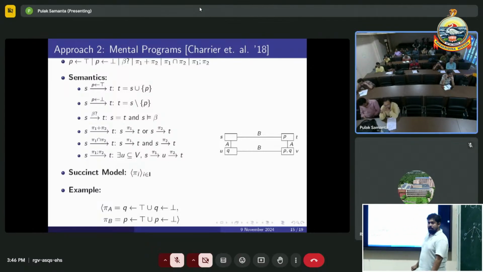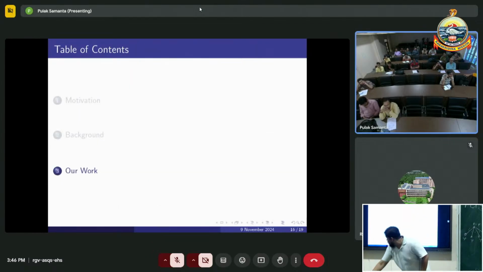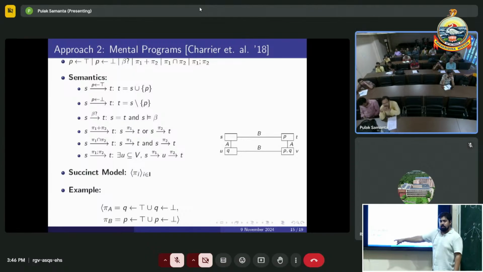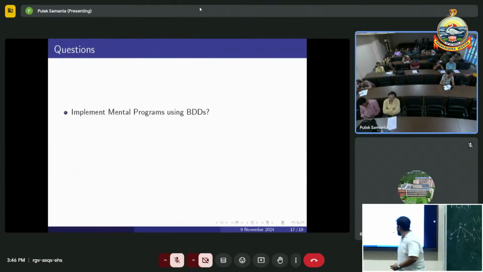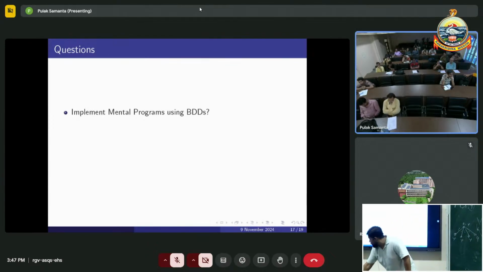Okay, those who have kept attention might realize that mental programs and knowledge structures are kind of dual to each other. Knowledge structure is saying what not to change. Mental program is saying what to change. For example here, for A, it is saying Q is to change. Remember, the observable variable of A was P, what not to change. So these are two dual things. From here, the main motivation of our work started. The first one is implementing mental programs using BDD. This is how we started.